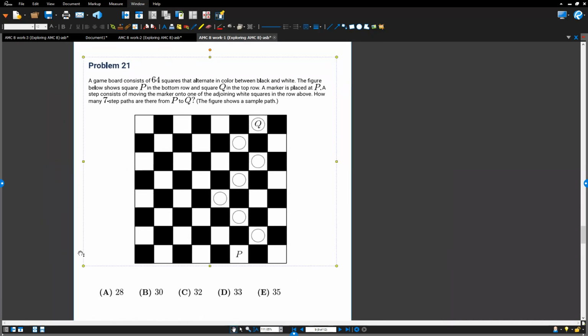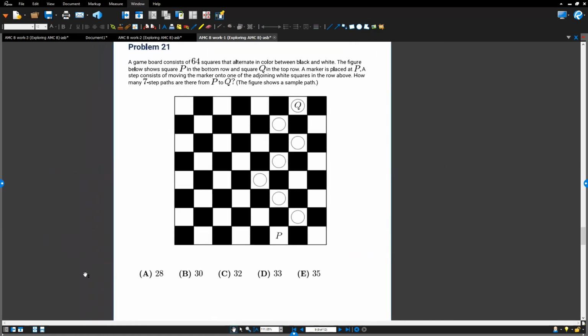Yeah, that is number 22. We have a checkerboard. Can you see that over here? The board consists of 64 squares. It's okay. You have to understand the question over here. Always try to understand what the question is.